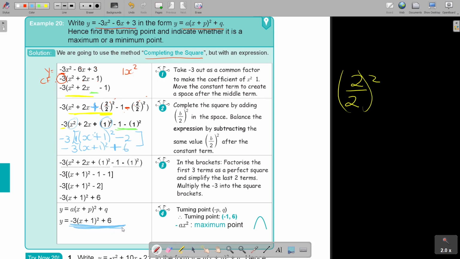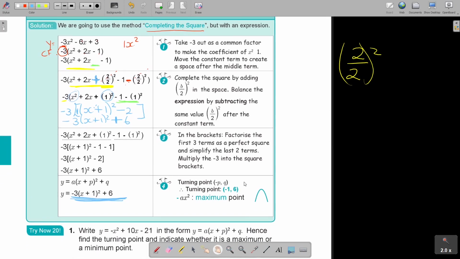Do you see that? And if I must, just for the sake of it, though it's not asking this question, the turning point will be the different sign of this one. So it's -1 and the same 6. And that is my turning point. And due to the fact that that was a negative, the graph is like this, so it's going to be a maximum point. Okay, but you can go and revise that.